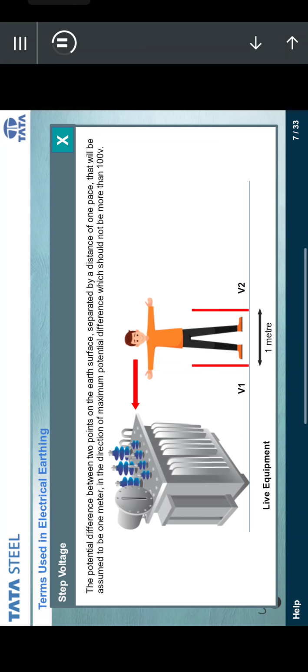Step voltage. Step voltage can be defined as the potential difference between 2 points on the Earth's surface, separated by a distance of 1 pace, that will be assumed to be 1 meter, in the direction of maximum potential difference. The potential should not be more than 100 volts.